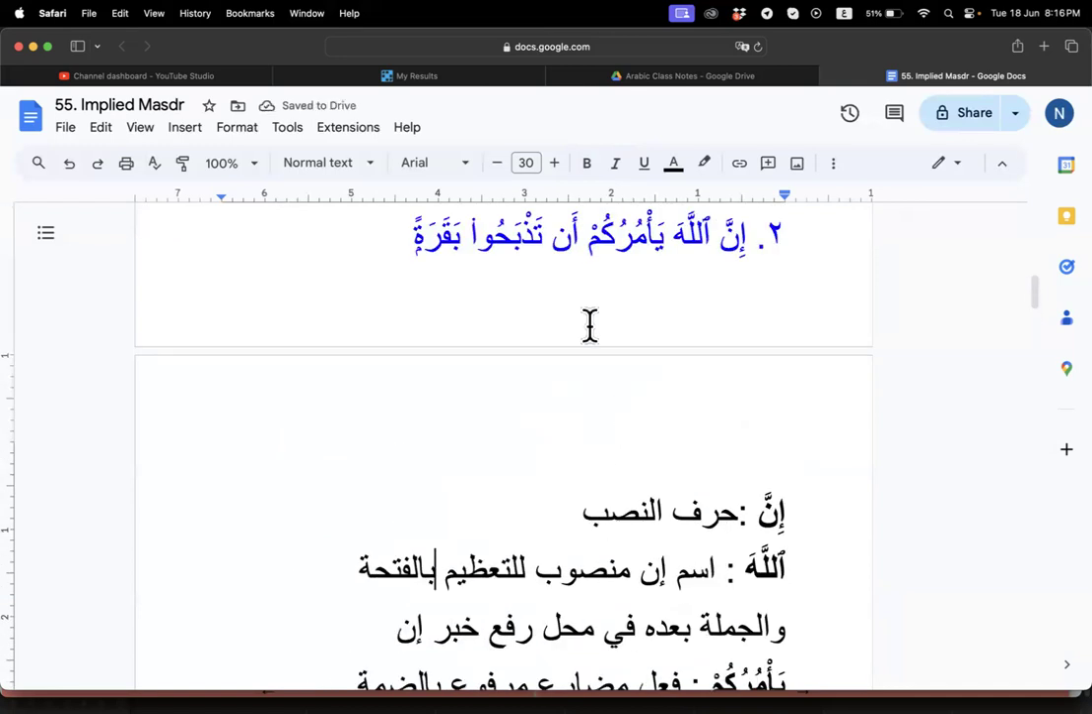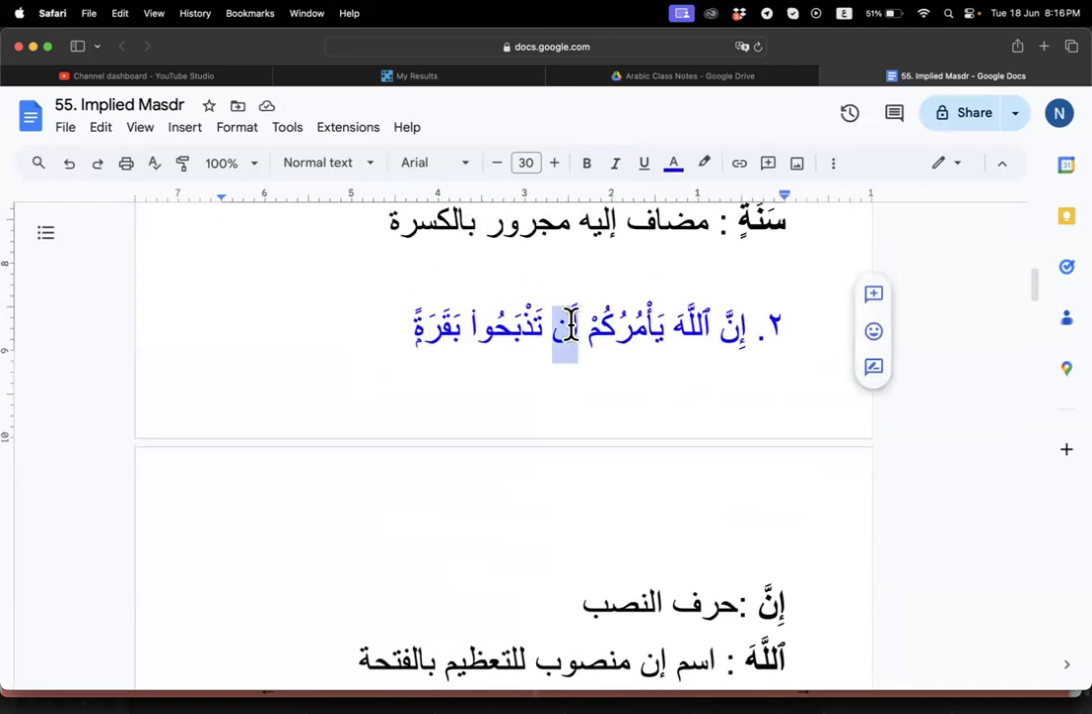It's giving the meaning of masdar. So basically, this is an ism. What is it doing here? What is the role it's playing to whatever comes before? So this is coming as a maf'ul. We already have ya'murukum maf'ul. So what kind of maf'ul is this? This will be maf'ul.